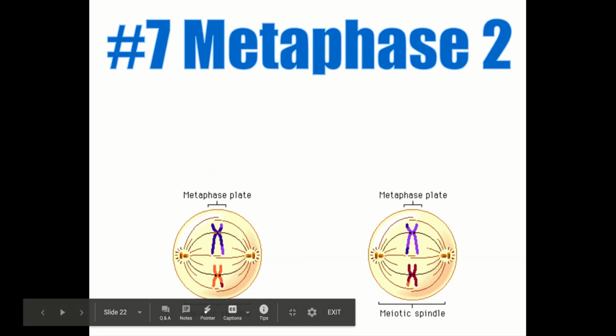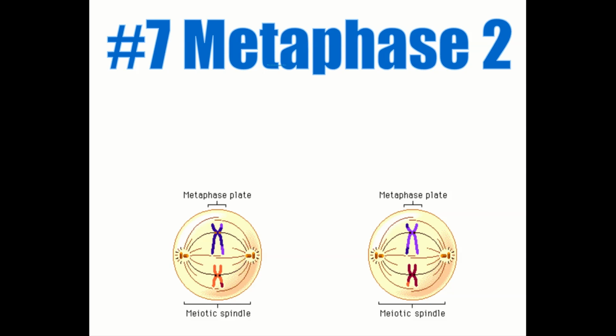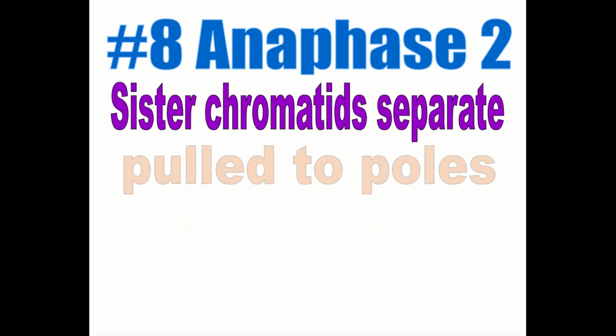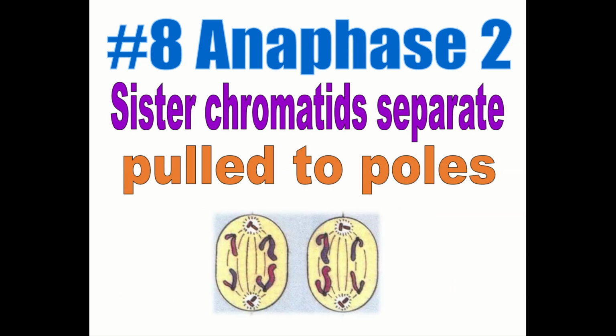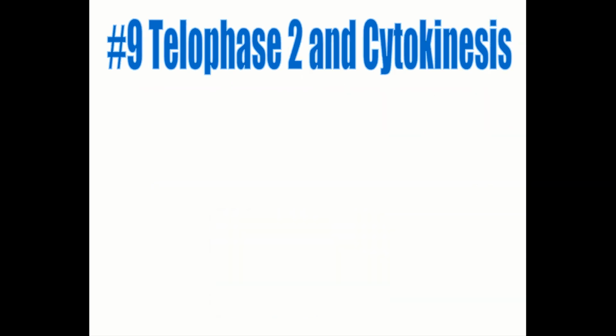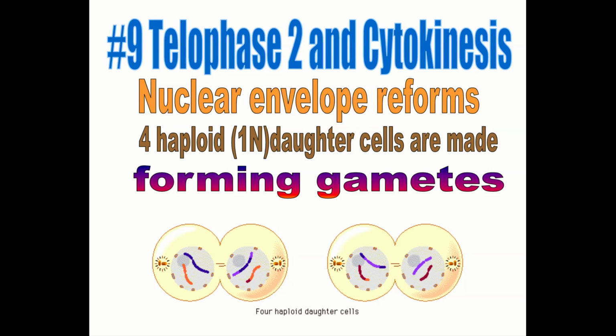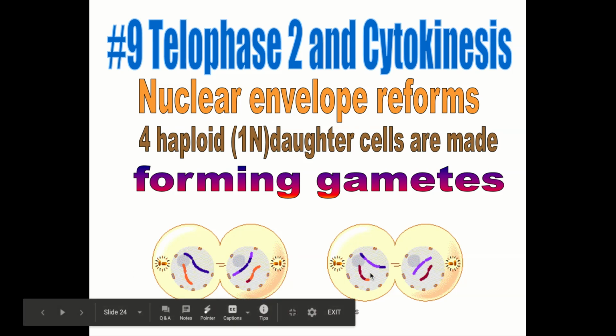Metaphase two, they line up in the middle, but this time they're in single file. They're not paired up. And then anaphase two gets to be just like mitosis. Now our sister chromatids for each chromosome get pulled apart. And in telophase, the nuclear membrane forms around the separated chromatids. You end up with four daughter cells that are genetically unique.